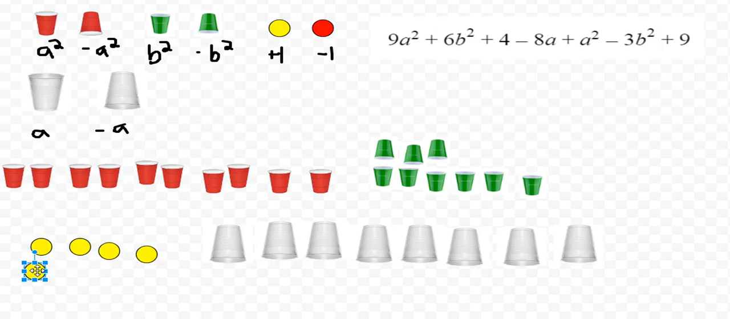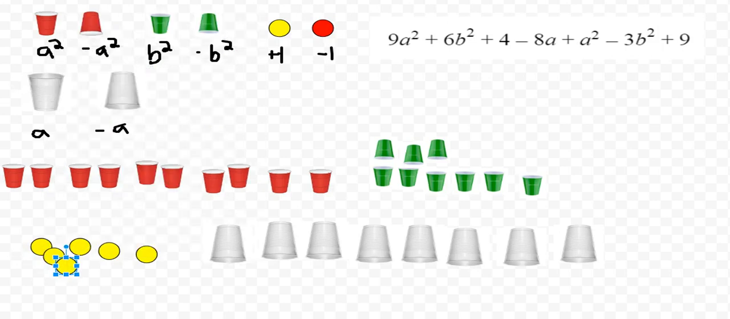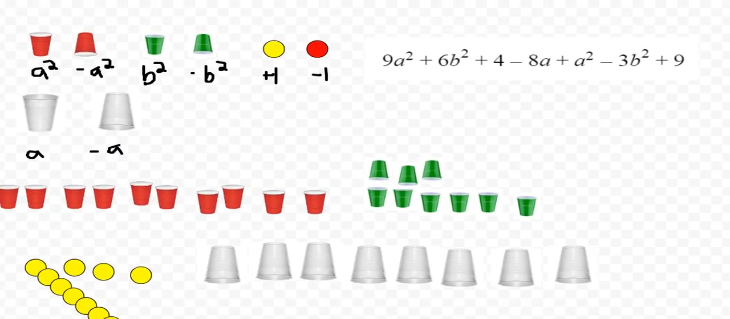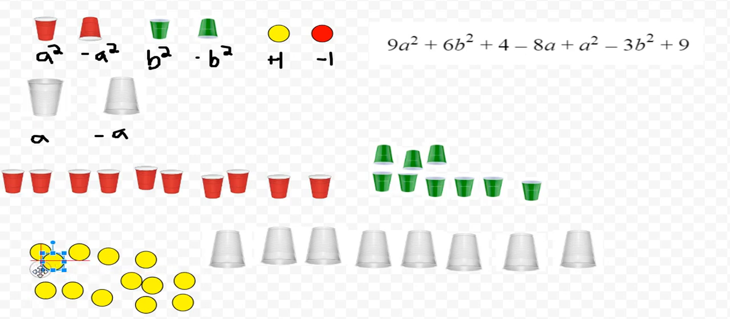One, 2, 3, 4, 5, 6, 7, 8, 9. Kind of went off your screen there. Sorry about that. Bring it back up. Okay, so that's everything.